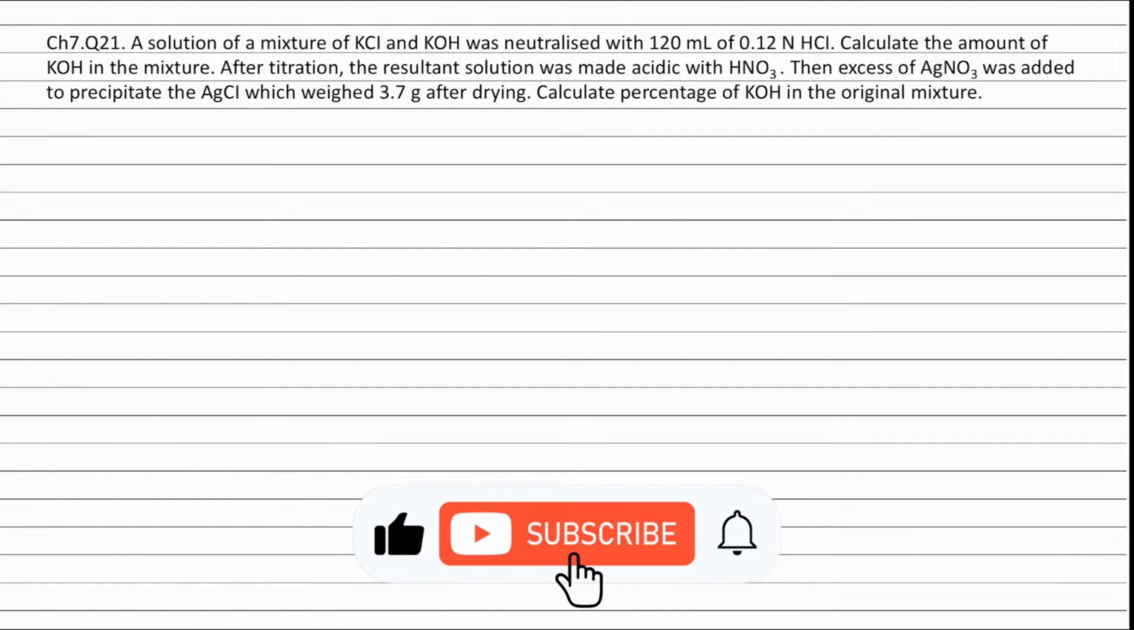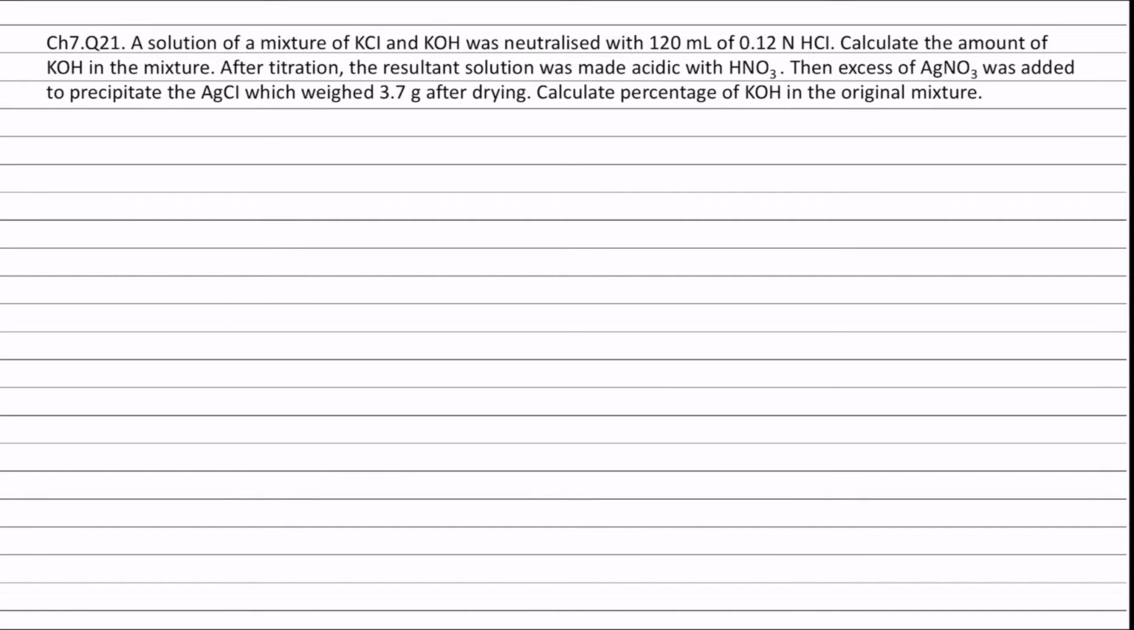Question 21. A solution of a mixture of KCl and KOH was neutralized with 120 ml of 0.12 N HCl. Calculate the amount of KOH in the mixture. After titration, the resultant solution was made acidic with HNO3. Then excess of AgNO3 was added to precipitate the AgCl, which weighed 3.7 gram after drying. Calculate percentage of KOH in the original mixture.